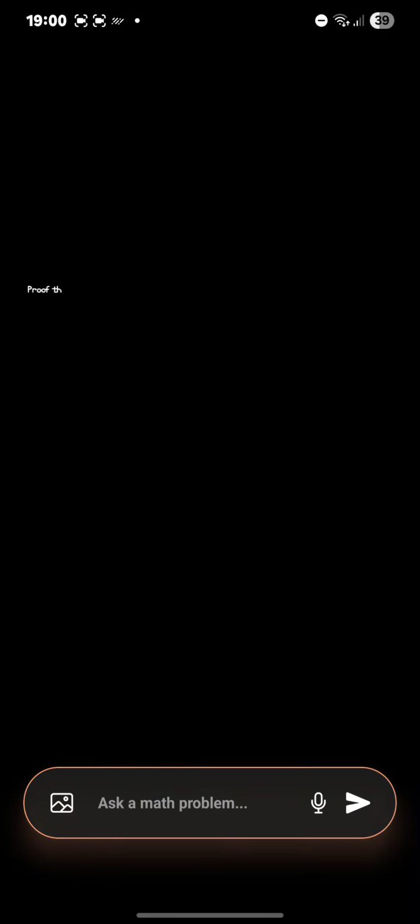Proof that there is an infinite number of prime numbers. So that's pretty much it. We're able to do more stuff here, like graphs. Assume, for the sake of contradiction, that there is a finite number of prime numbers.